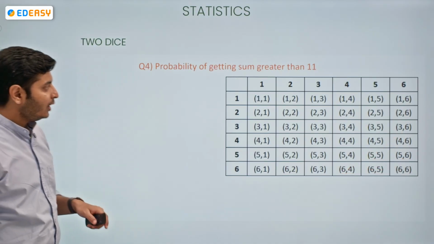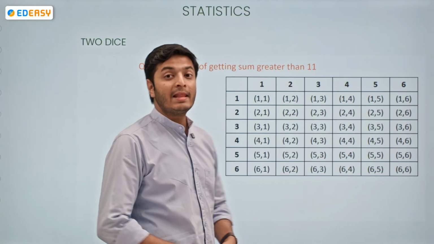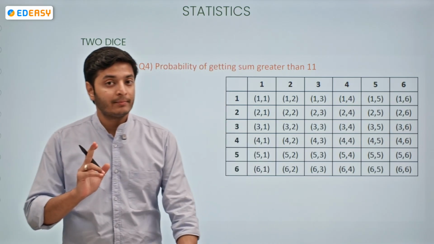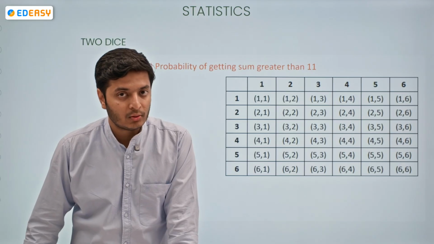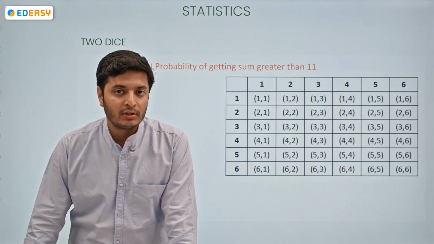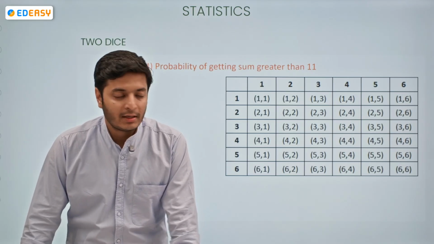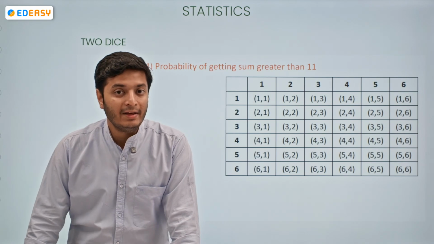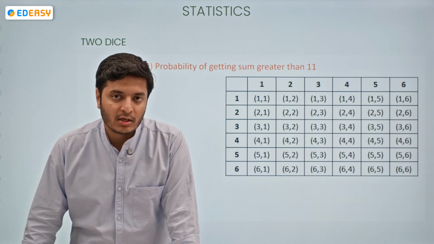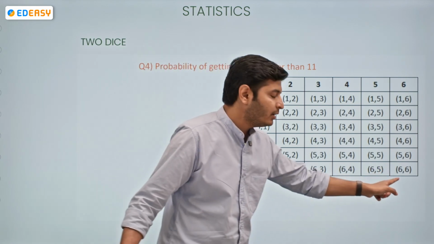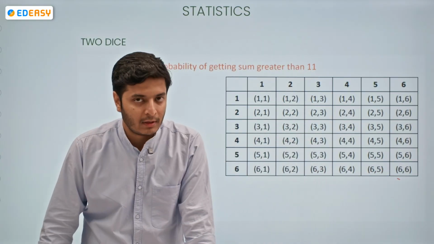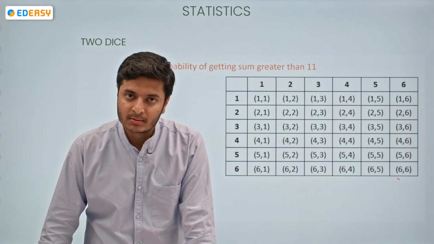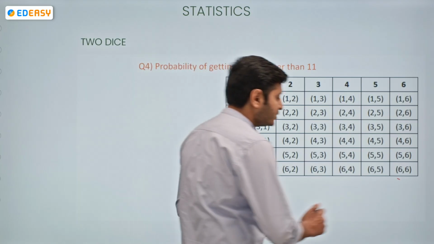Now, probability of getting sum greater than 11. Look at the wording. Here they are not mentioning greater than or equal to. They only want to know the probability of getting an outcome whose sum is greater than 11. How many such outcomes are possible? There's only one, because this is the only outcome which results in 12. Both the die are showing 6. 6 plus 6, 12. So this is the only outcome.